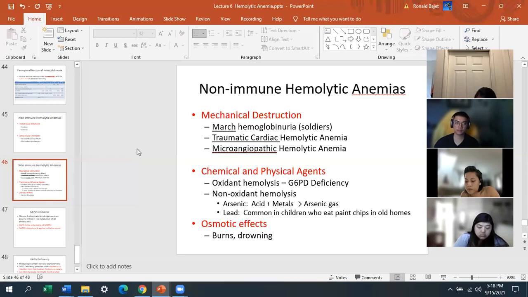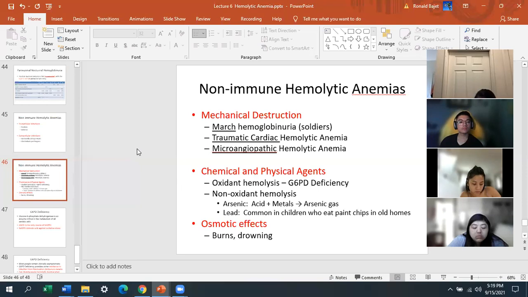Oxidant hemolysis, as I talked about in G6PD deficiency, or non-oxidant hemolysis, where you have arsenic exposure, where you get acid plus metals yielding arsenic gas. If you breathe the gas, that can cause hemolytic anemia. And then lead poisoning with children who consume those paint chips in the homes. So whenever you see basophilic stippling, it's probably lead poisoning that can cause hemolytic anemia. So lead, arsenic, and oxidant hemolysis are chemical and physical agents that will cause hemolytic anemia.